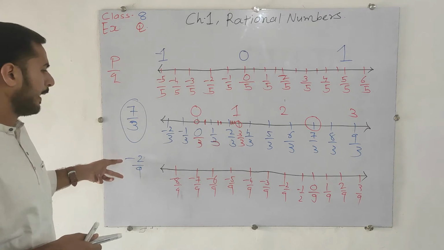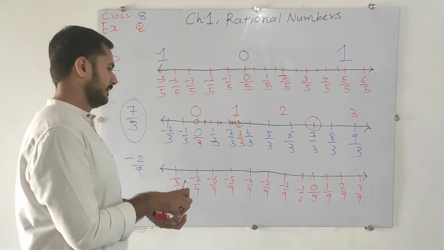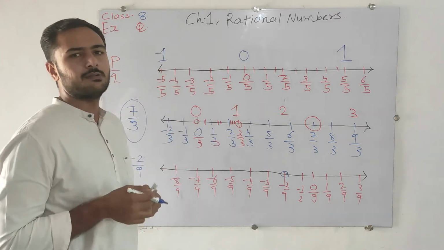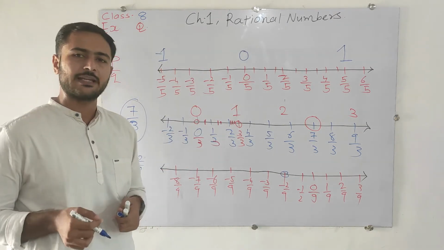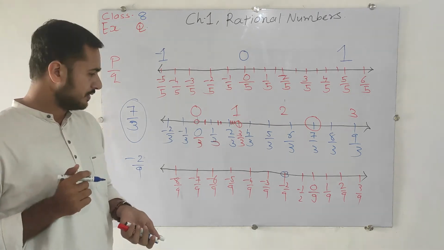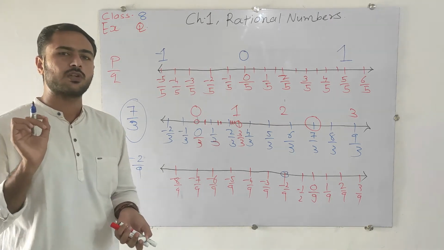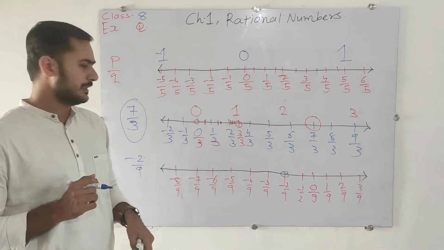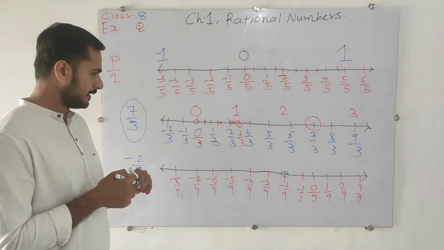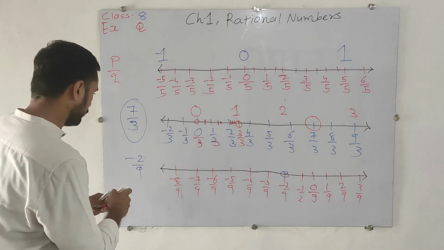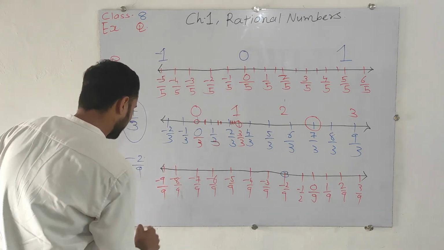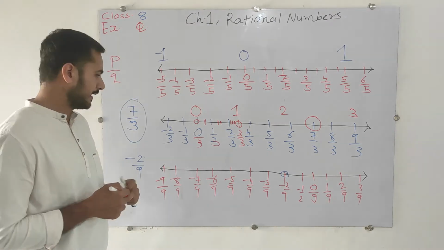Now let's identify minus 2 by 9. Yes, it's there. Here that's minus 2 by 9. So here we have represented minus 2 by 9 on the number line. Now again let's check that the parts are correct or not. We just have to calculate the total 9 parts, because the denominator is 9. But for that I have to write one more number, minus 9 by 9, for your better reference.